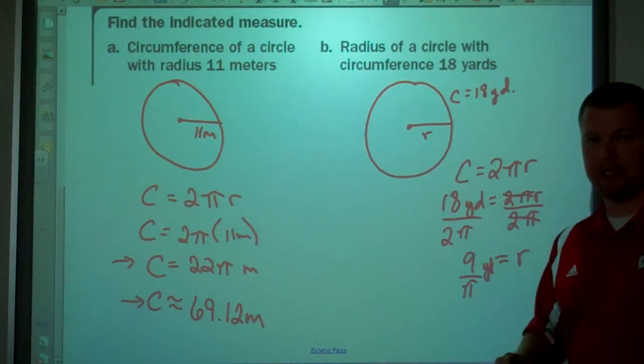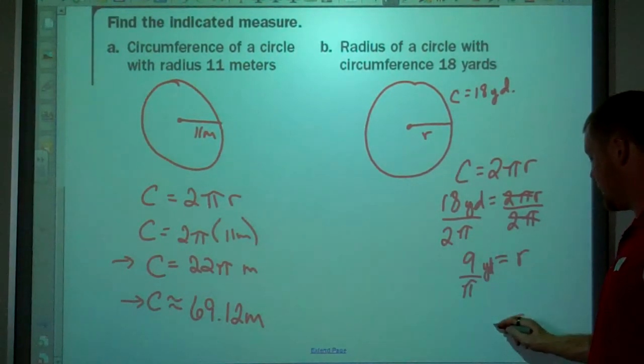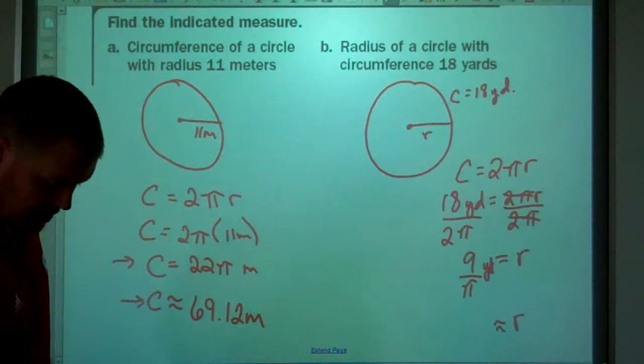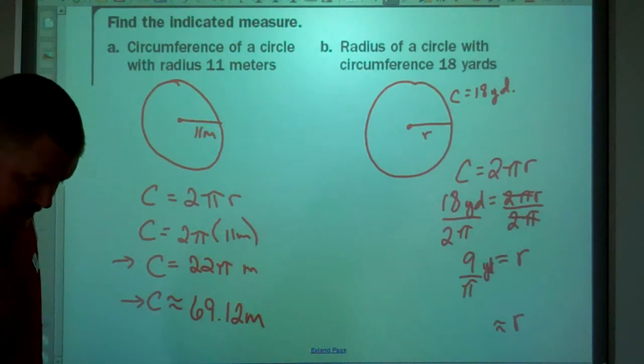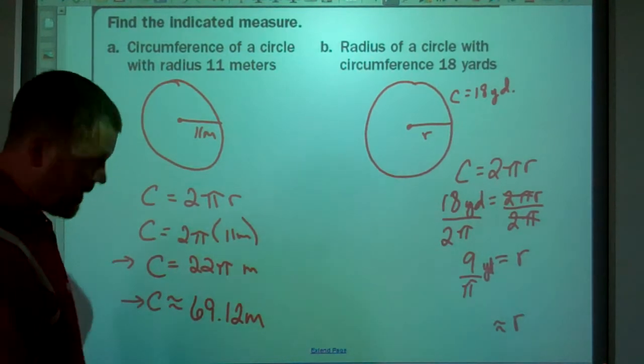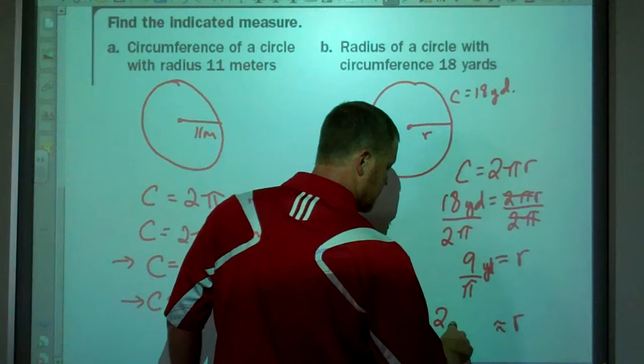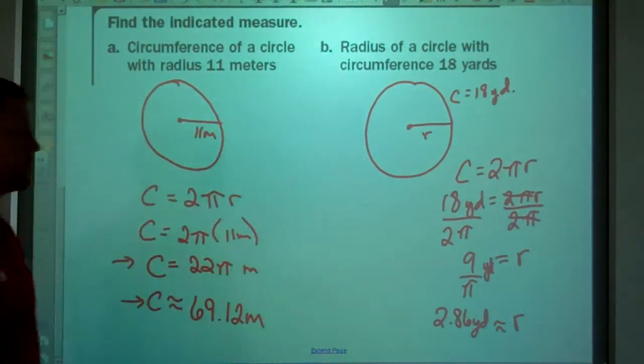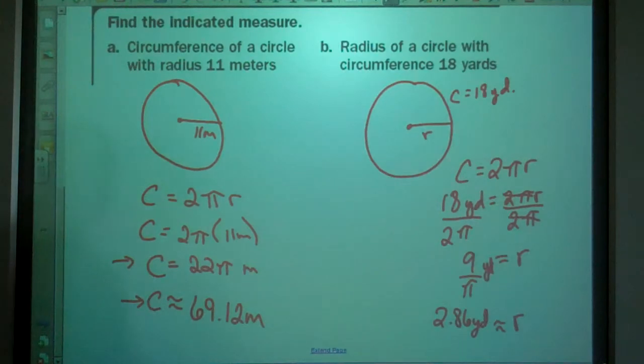That would be the exact answer. The approximate answer, again, you're taking 9 divided by pi, 2.86 yards. Okay? Solving for the circumference given the length of the radius. Solving for the radius given the length of the circumference.